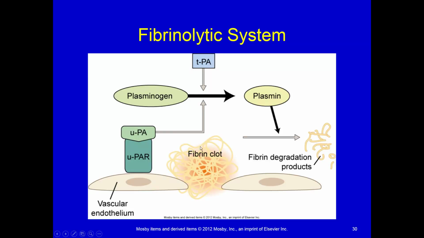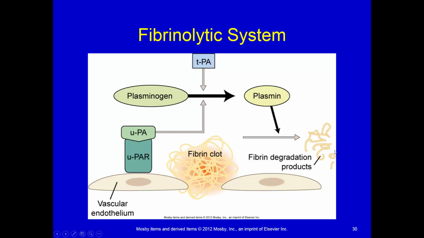And I will tell you that the fibrinolytic system right here is one of the objectives. So just make sure you understand this picture of what I just said. Plasminogen is activated by TPA, which changes that into plasmin, which is what actually works on the fibrin clot to break it up. Okay? And that is it for today.